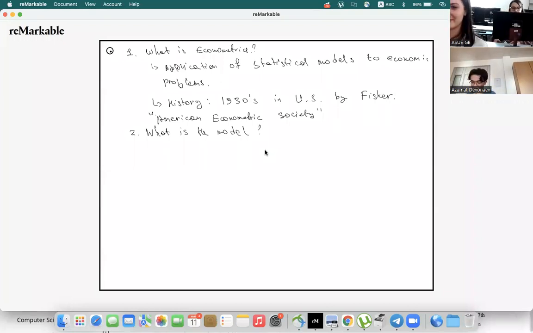If not, the model is basically a version of reality. What I mean by this is that it is a version of reality. Reality is something that we don't really understand, something that is unknown to us. And by modeling reality, we want to understand something about what's going on around us.